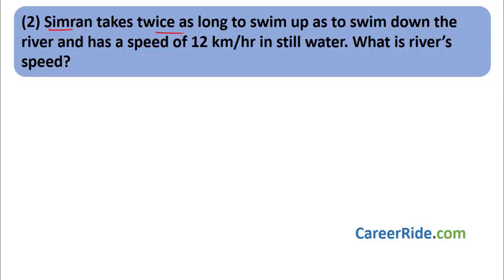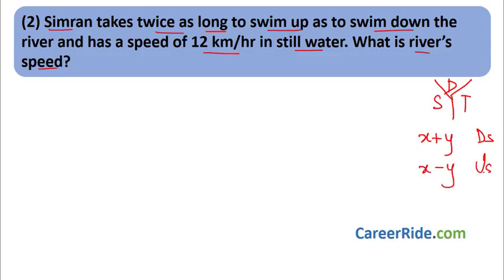Simran takes twice as long to swim up as to swim down the river and has the speed of 12 kilometers per hour in still water. What is the river's speed? Again, speed, distance, time sum and boats and streams. So we have x plus y as downstream and x minus y as upstream. We have to find the value of y. We do not know y, but we know value of x as 12 kilometers per hour.